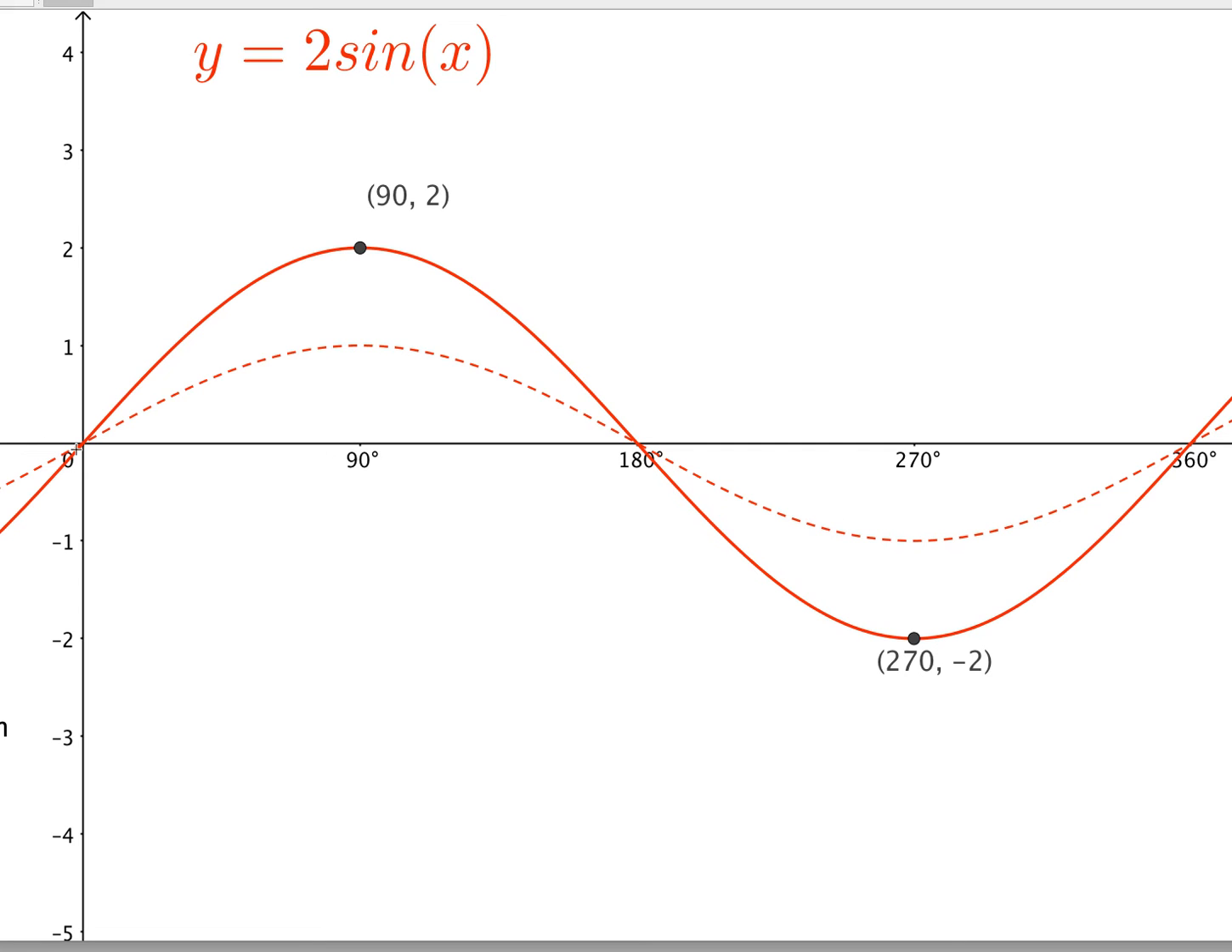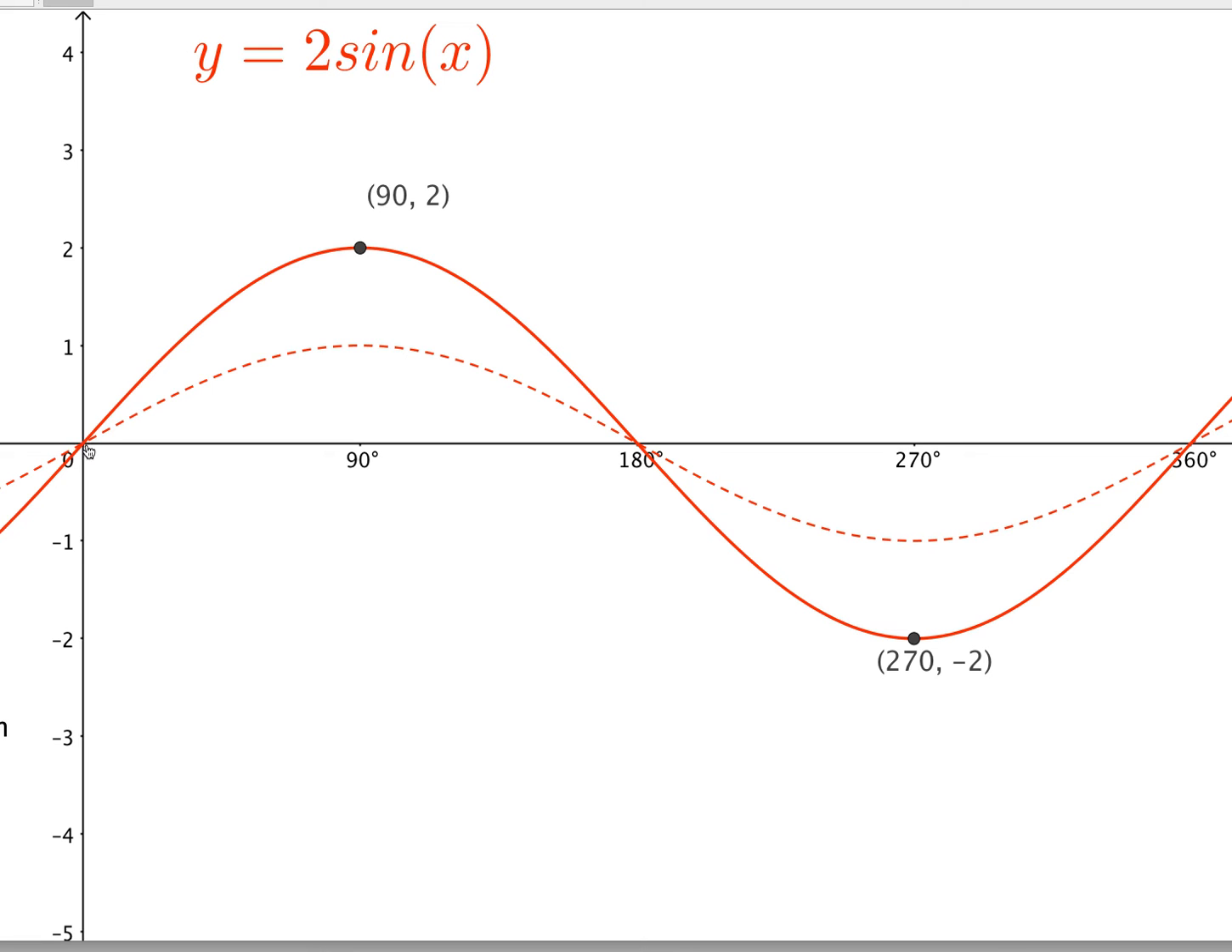Also, the other 3 key positions are where it meets the x-axis, that's with the y coordinate 0. It's still here at 0, 0, 180, 0, 360, 0. The reason is the y coordinate is 0. If you double it, it's still 0. So these positions don't change.